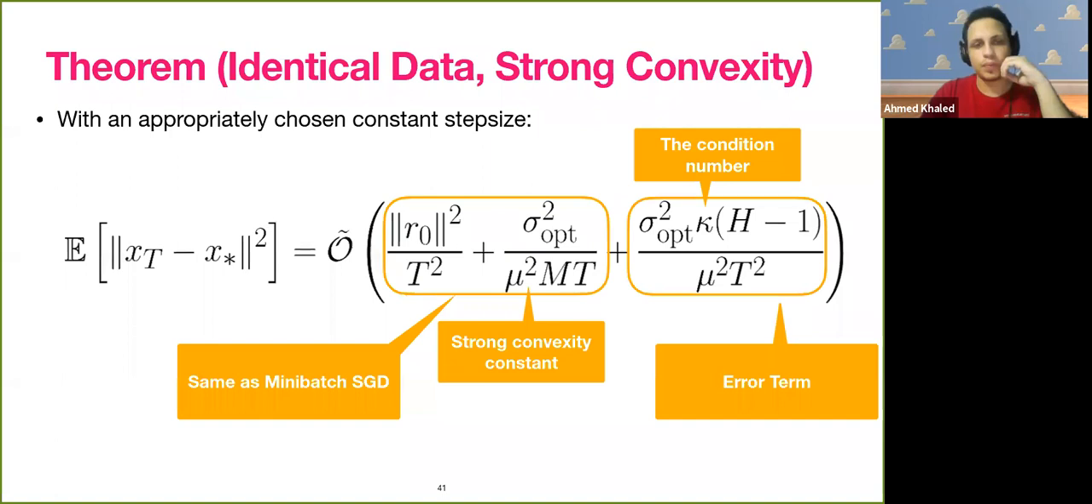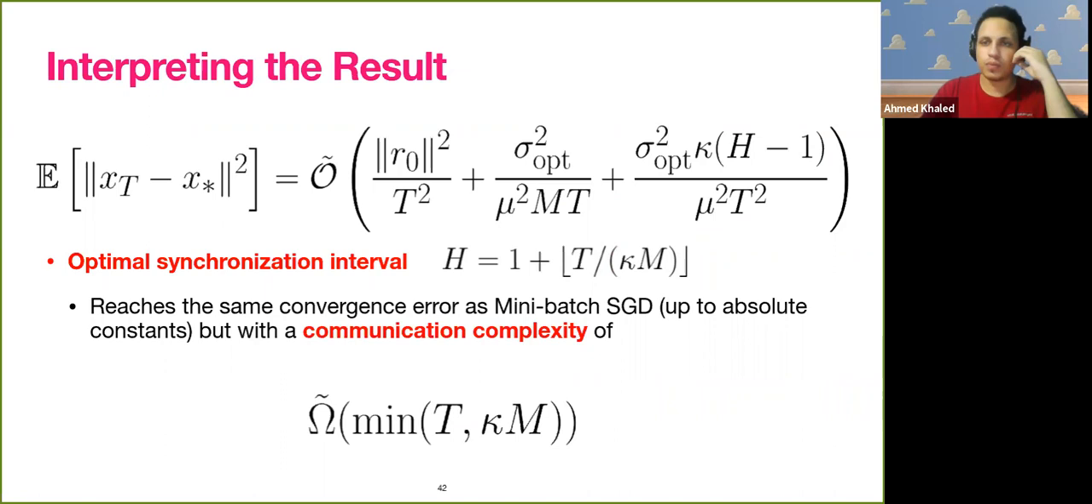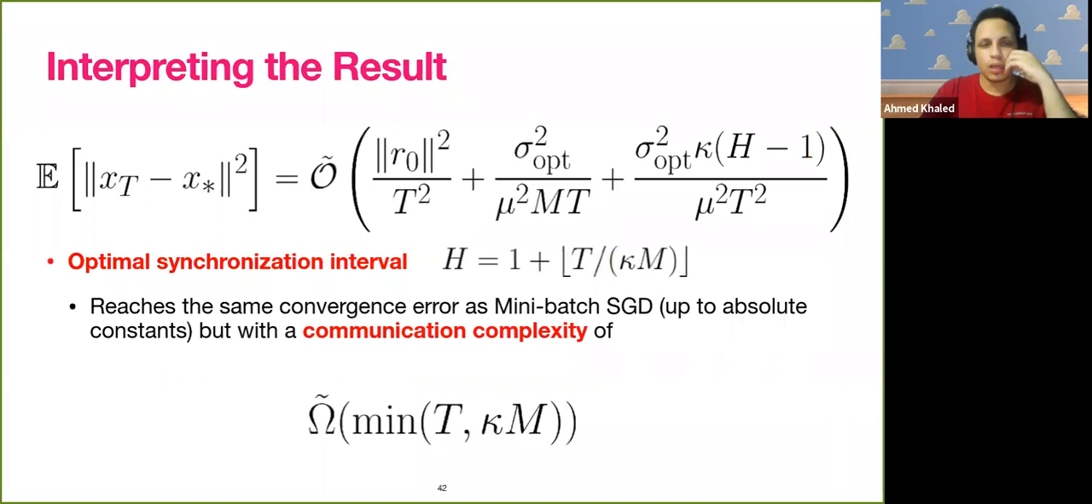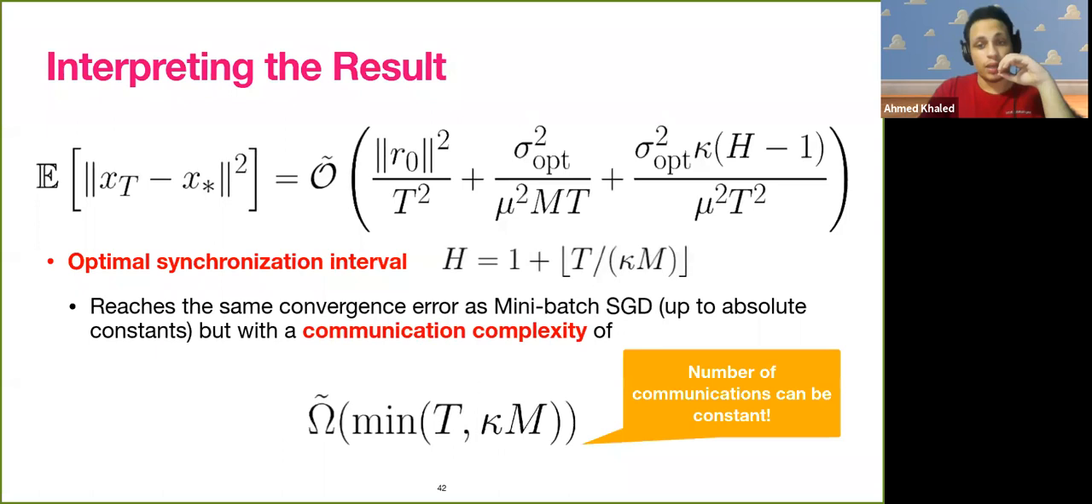All right, so in order to interpret this result, we may simply try to make the additive error term smaller than the variance that comes from mini-batch SGD. So we say that this error term can be made smaller than the mini-batch SGD term. And when we do that, we get that the optimal synchronization interval is 1 plus t over kappa n. Now if the problem is ill-conditioned, this will just be 1. But if the problem has good conditioning relative to the number of iterations, this will actually be larger than 1. So in this case, the communication complexity that we get is this minimum of t and kappa n. And here we can say that the number of communications can be constant.